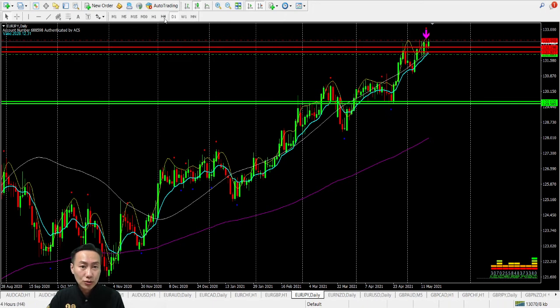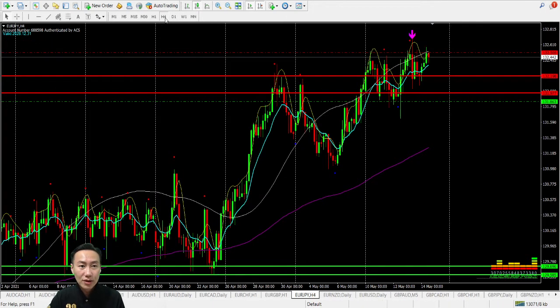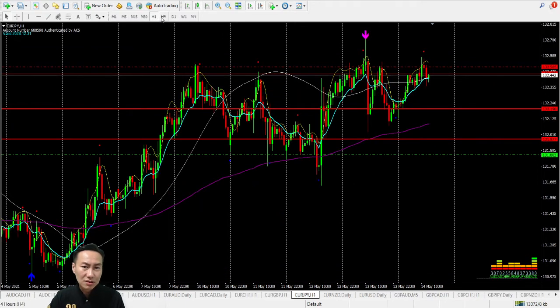Euro yen is still on the bull. Still on the bull run, running well. A little bit of retracement, but it's not a big hit. Probably it will hover around the resistance over here, unless high impact news gives it a push. Then they may have a change of trend. So I will not touch euro yen for now.